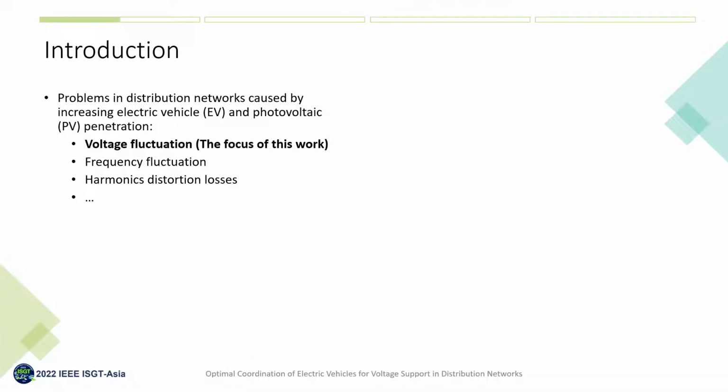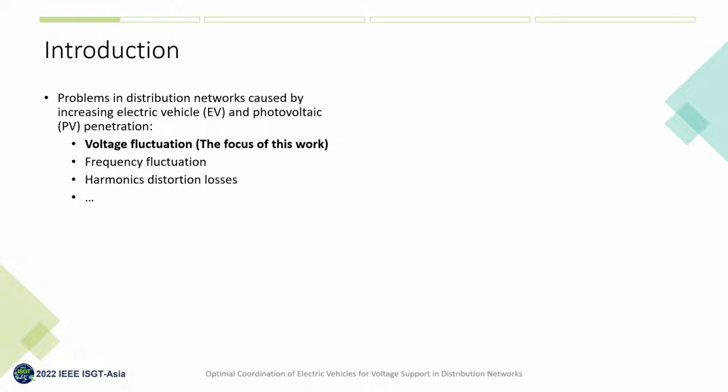As electric vehicles and solar generation increase substantially in residential areas, they're causing various problems to the distribution network, such as voltage and frequency fluctuation, harmonic distortions, and so on. Among them, this work focuses on voltage fluctuation issues.